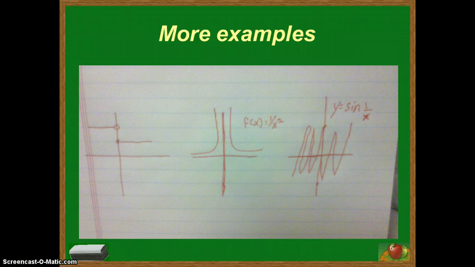The last one is y equals sine of 1 over x. This is called an oscillating function. The values bounce as you get close to 0. The values tend to bounce between 1 and -1, and it's really hard to tell where the function value is because it just bounces back and forth. We would say that the limit does not exist here, therefore it has a discontinuity and it's non-removable.